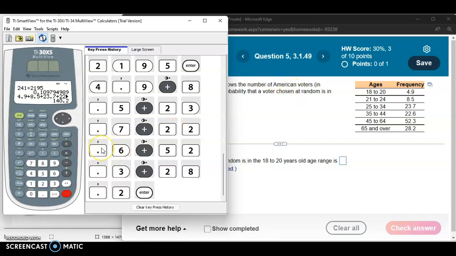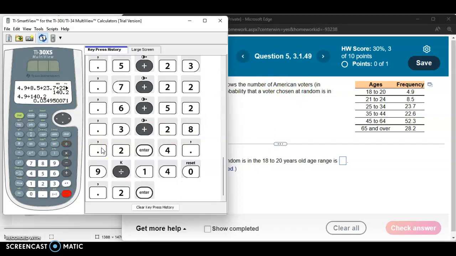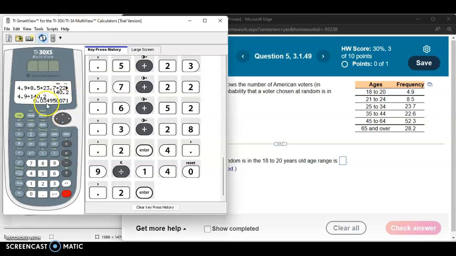So 4.9 divided by 140.2. According to the directions in blue, we're going to round to 3 decimal places as needed. Our probability is represented by this decimal here, 0.03495. To 3 decimal places, so 1, 2, 3 digits to the right of the decimal point is what we're rounding to. The 4 here is in the rounding position, so we look over to the next number to the right.